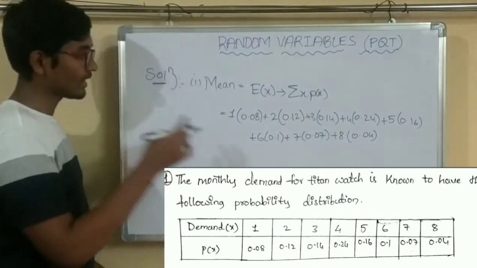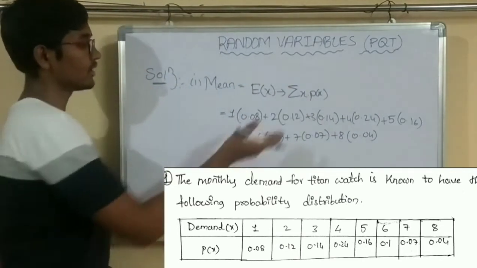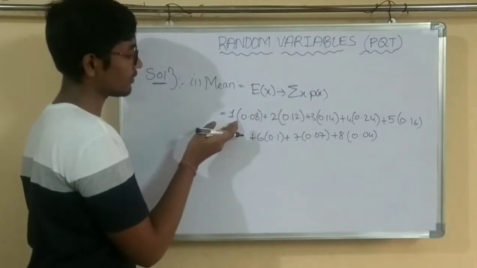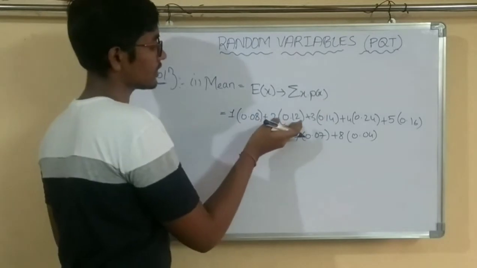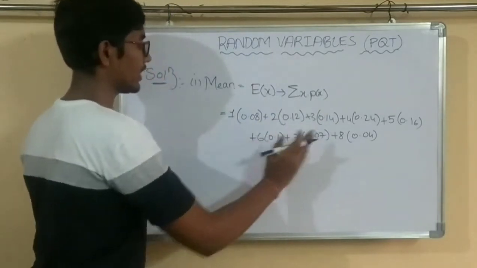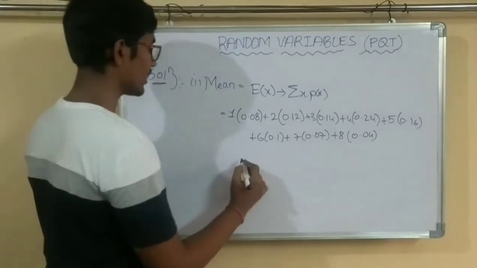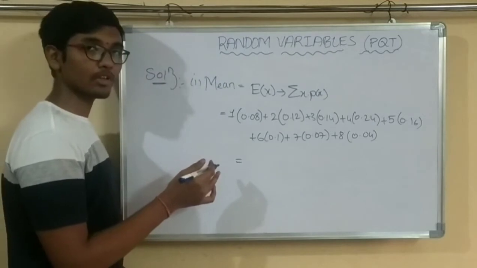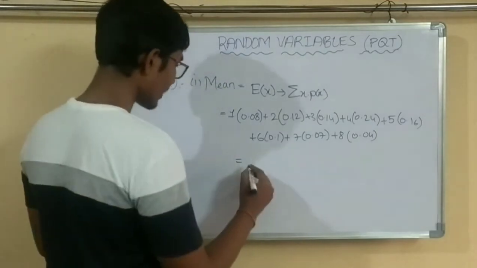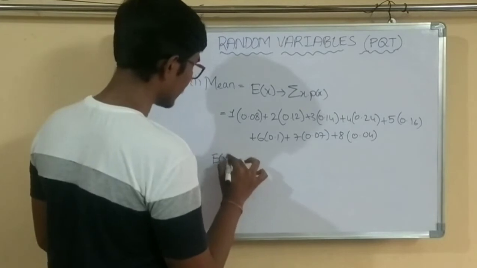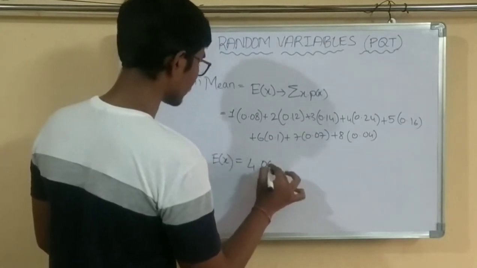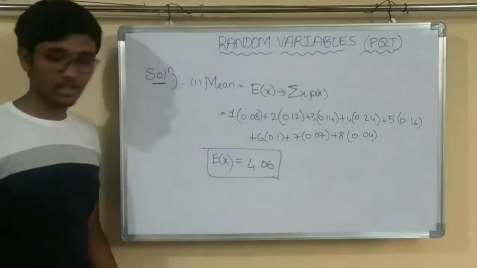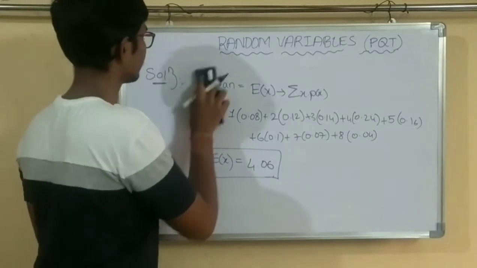So I am expanding the formula, summation of x into P of x. X is 1 and P of x is 0.08. X is 2 and P of x is 0.12. I am writing this. Now if I simplify this, I am writing the answer directly here. If you want, you can keep a calculator nearby and calculate it. So the expectation of x we got as 4.06. This is the value we got for the mean of the given data. Now let us find the variance of the given data.